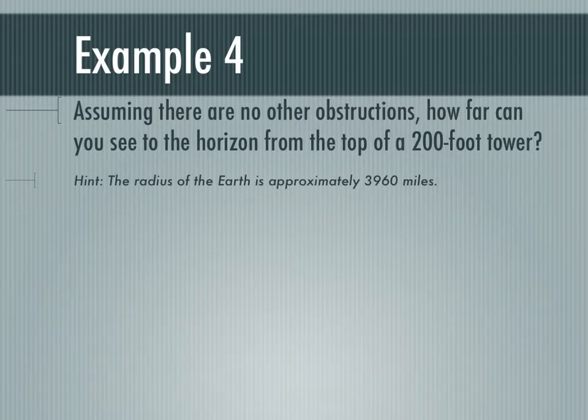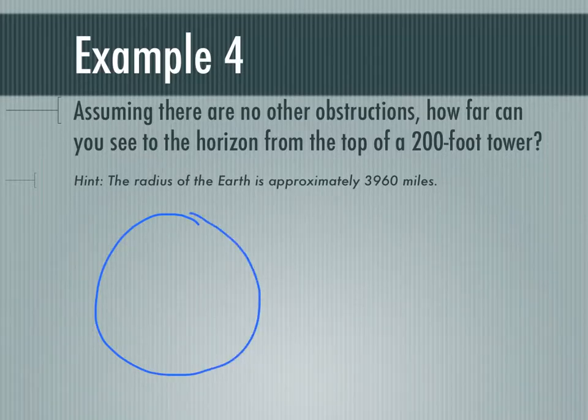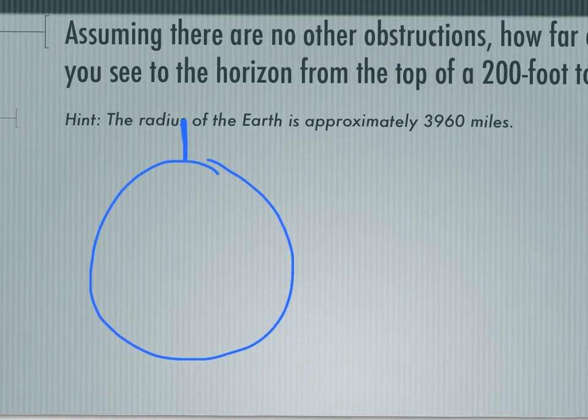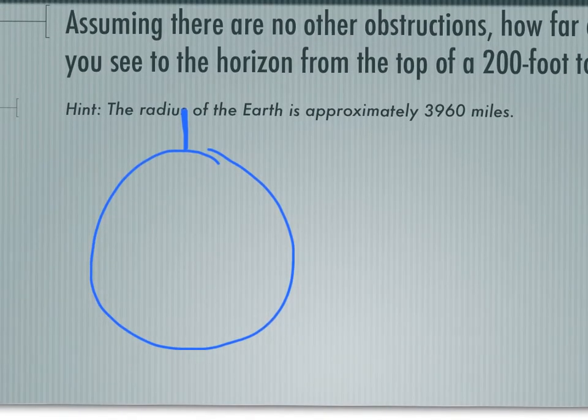So I'm going to draw the Earth. I'm going to do an excellent job of it, I'm sure. There's the Earth. Okay? Here is my tower that's sticking up on top of the Earth. Okay? So there's my tower that is 200 feet. And when I say that I want to look at the horizon, if I'm standing on the top of that and looking out, what is the horizon?